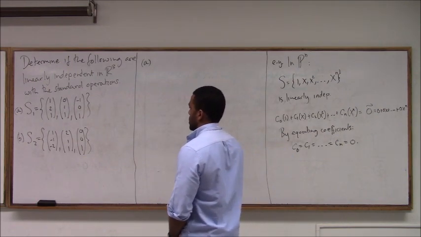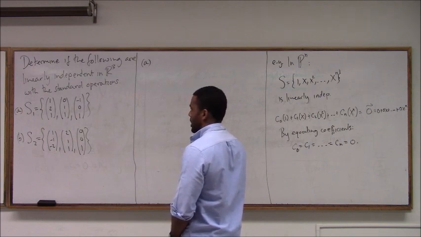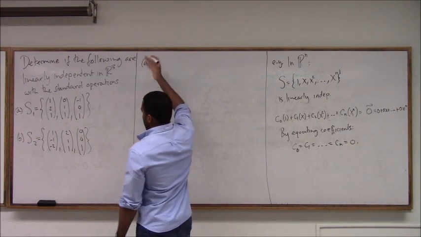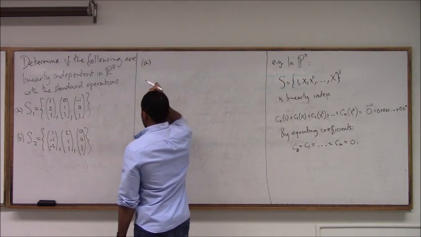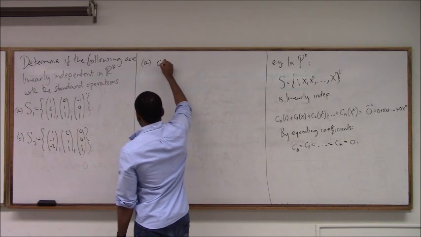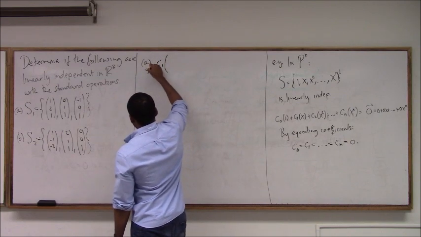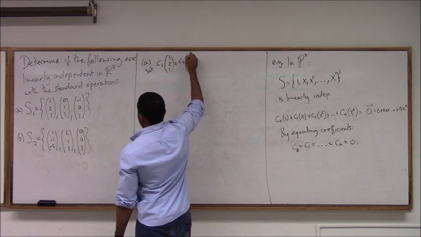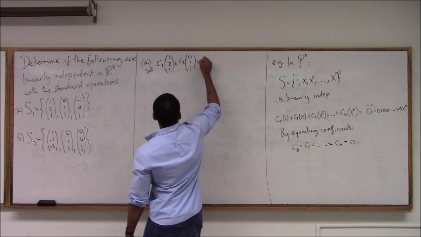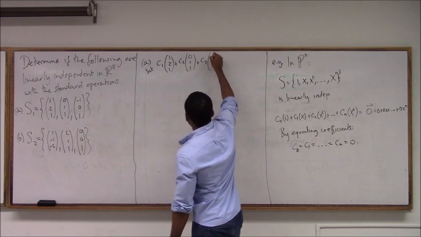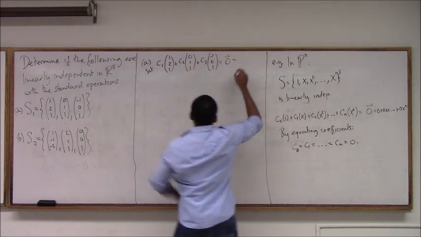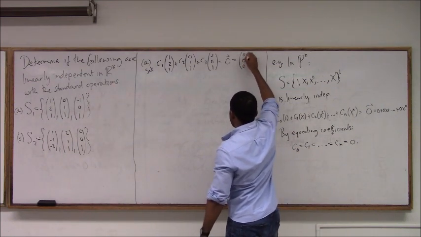1, 0, negative 1, 2, 1, 0, 1, 1, 1. And then you set that equal to 0? Yeah. Well, technically, the way you're saying it, you augment it with 0, but the reason why is, again, you go by the definition. If you set C1 times this guy, plus C2 times this guy, plus C3 times this guy, set that equal to the 0 vector, but in R3 with the standard operations, this is just 0, 0, 0.